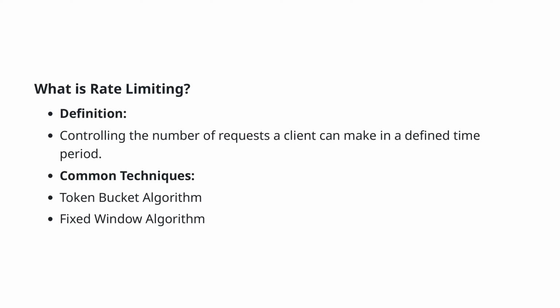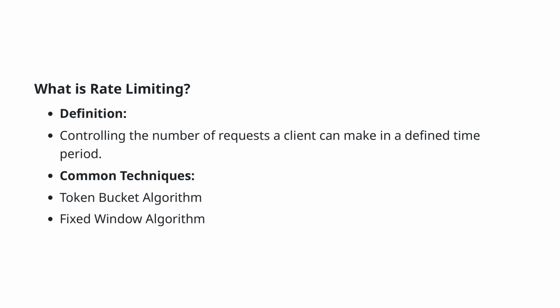So, let's dive deeper into the concept of rate limiting, starting with its definition. Rate limiting is essentially a strategy used to control the number of requests a client can make within a specified time period. This is crucial to ensure that no single client can overwhelm the server with excessive requests, thereby maintaining fair usage and optimal resource allocation.